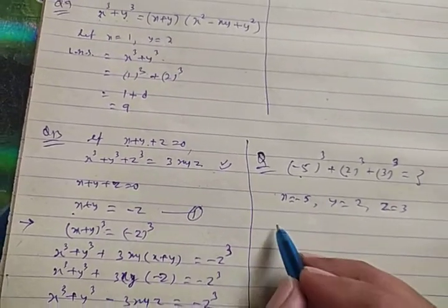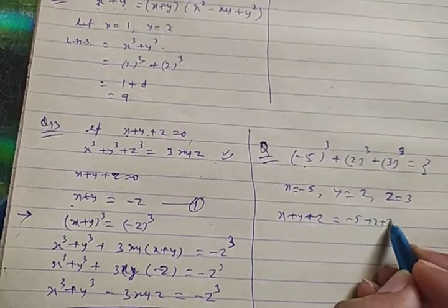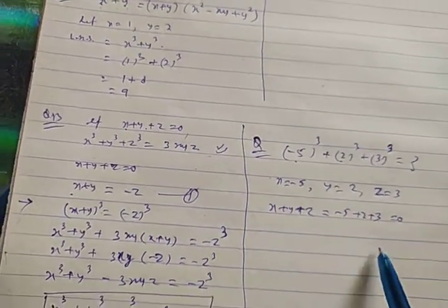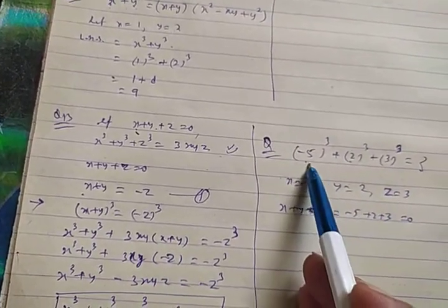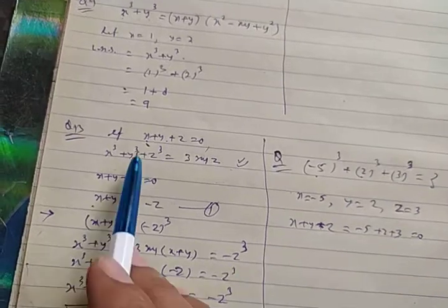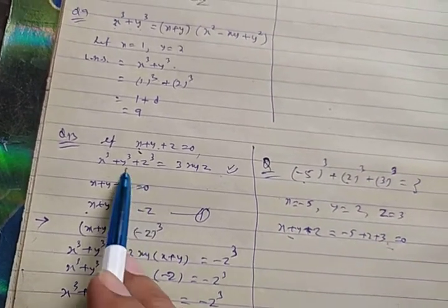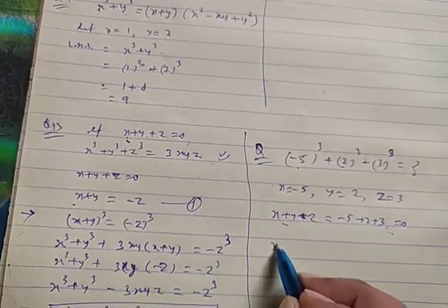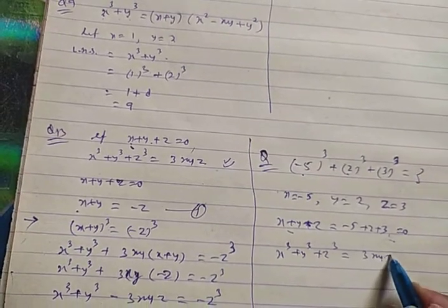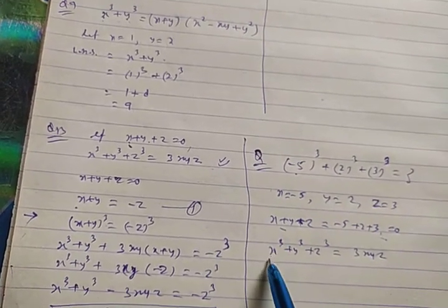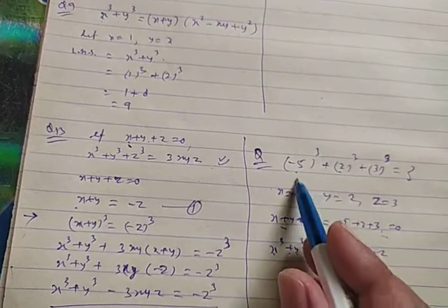Now you check whether x plus y plus z is equal to 0. Minus 5 plus 2 plus 3 comes to 0. It means this condition is holding here. Whatever the values given, whether too large or small, doesn't matter. If the addition comes to 0, the formula holds. x cube plus y cube plus z cube is equal to 3xyz. Now simply put the values.